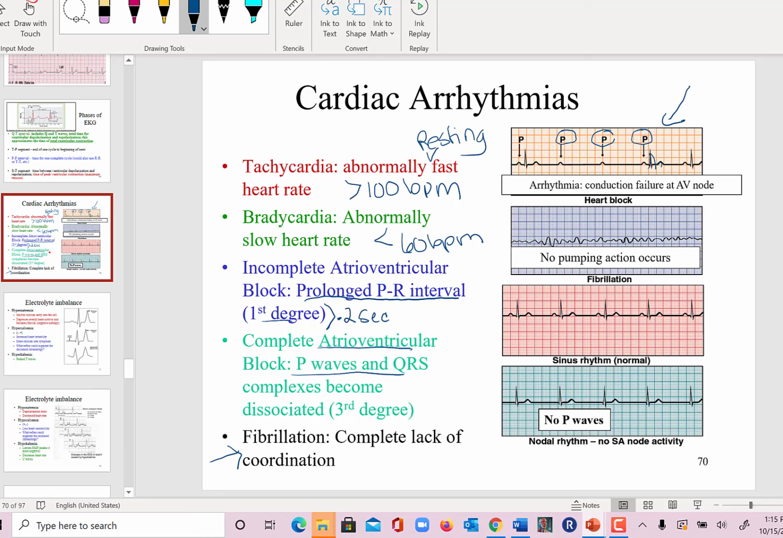We are not getting the electrical events going through the bundle of His past the AV node. The AV node is blocking the transmission of the electrical events. And if you have watched your specialized and contractile cell lecture, you know that the bundle of His, the right and left bundle branch, and the Purkinje fibers can fire their own action potential. They just take longer to reach threshold.